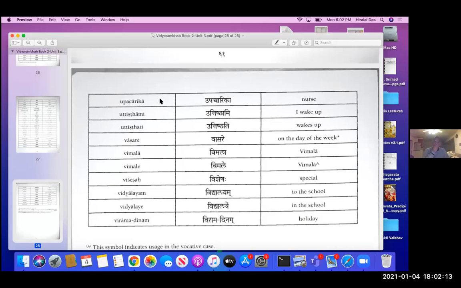Upacharika, nurse. Uttishtami, I wake up. Uttishtati, wakes up. Vasare, one day of the week. On the day of the week.